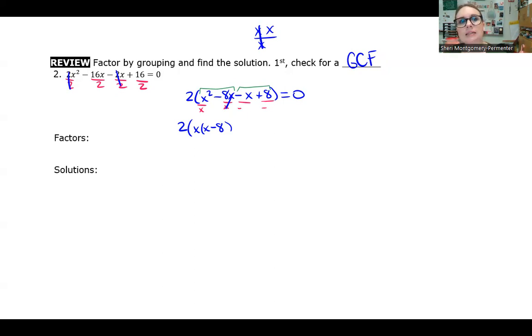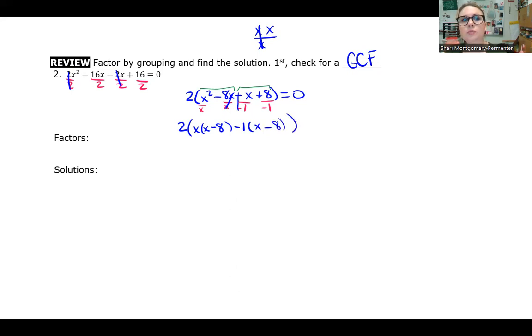So my second set, is there a number that divides both into 1 and 8? Just 1. That's all I can pull out. So I'm going to take that and that gets written out in front. Then I write down what I have left. So negative divided by negative, that becomes a positive X. And 8 divided by negative 1 becomes negative 8.